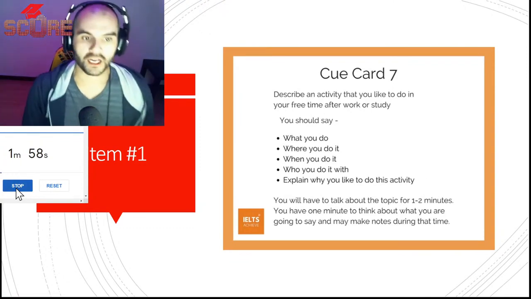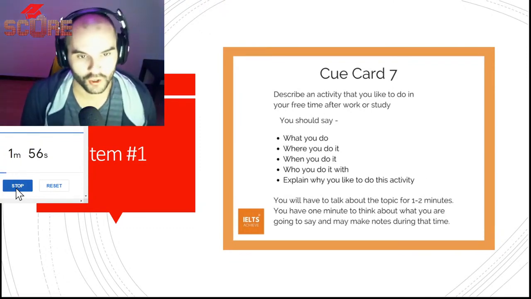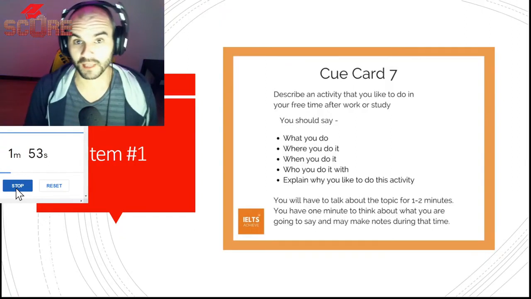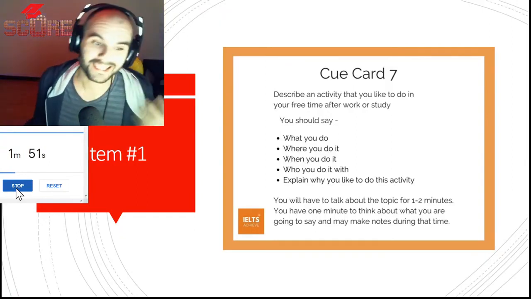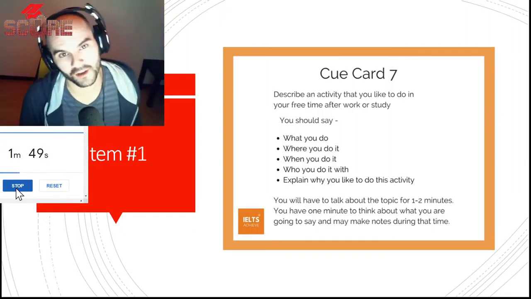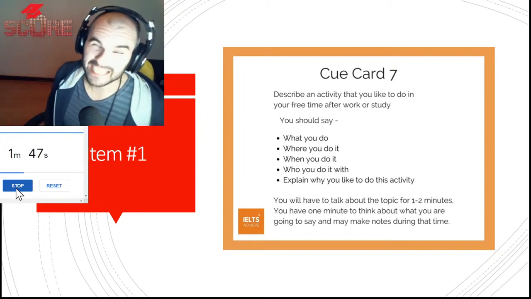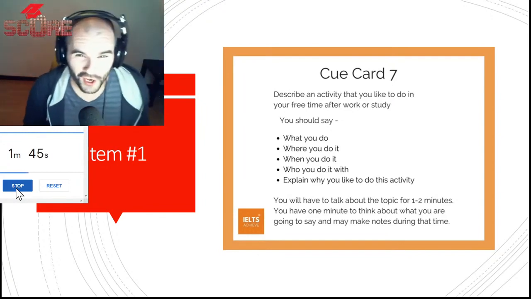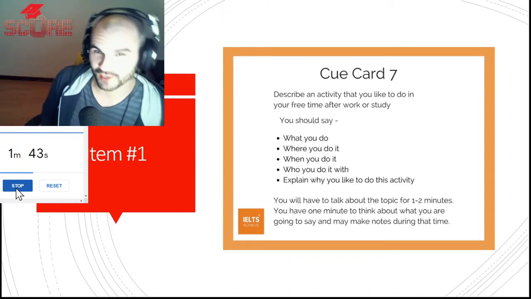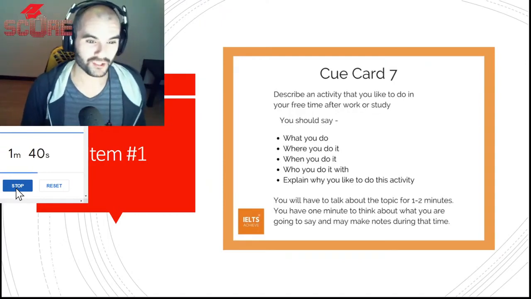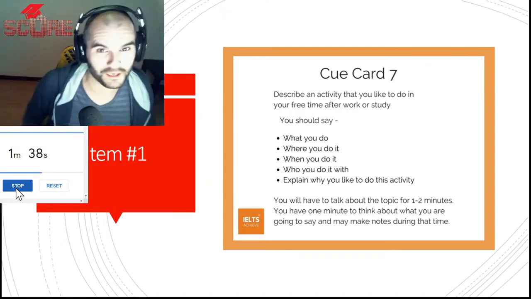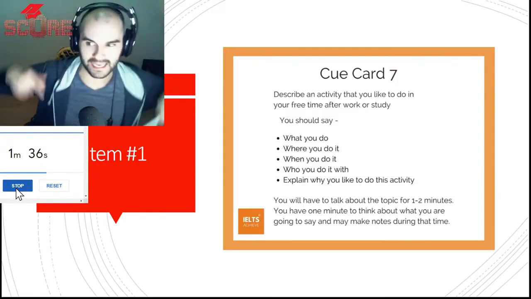So something that I like to do after I finish work or whenever I have some free time is play Rocket League. Rocket League is a video game that you can play on consoles and on your PC. It's basically car soccer. So you take a car and you hit a ball and you try to put the ball in the goal. So it's a game that I play at home. I play it on my computer sitting right here at my desk.